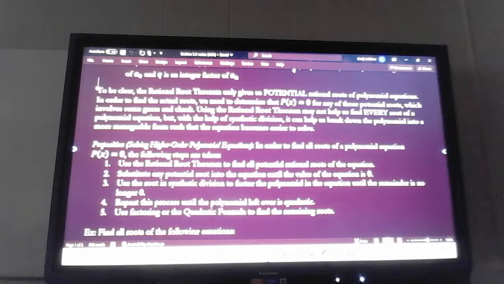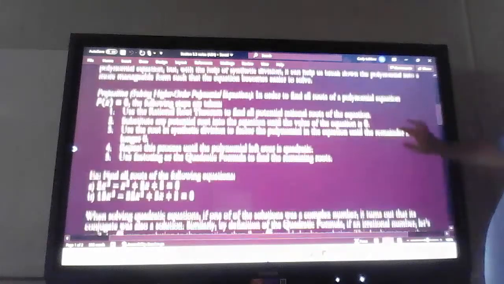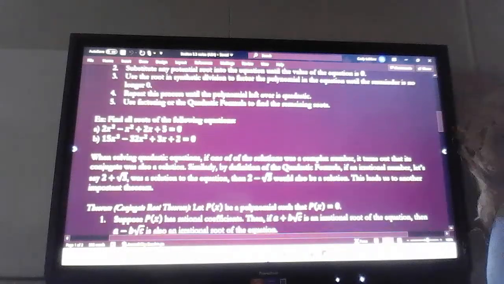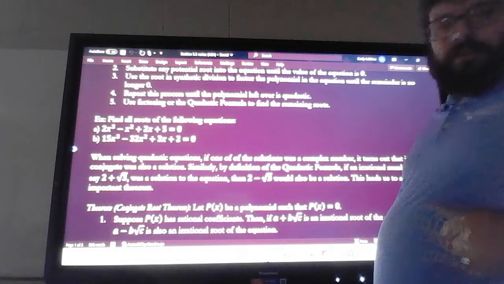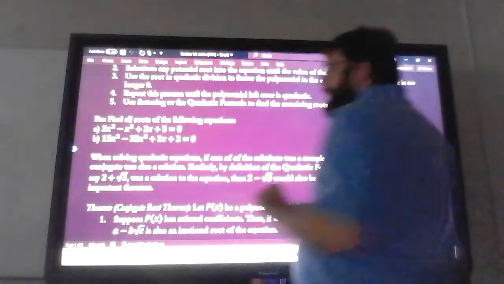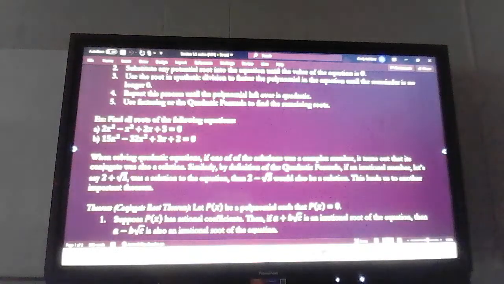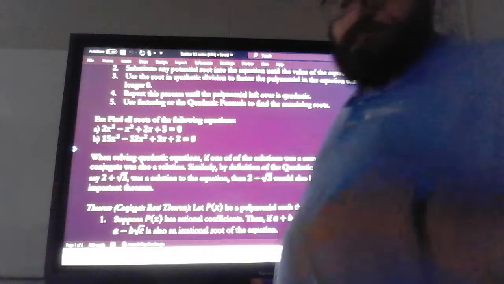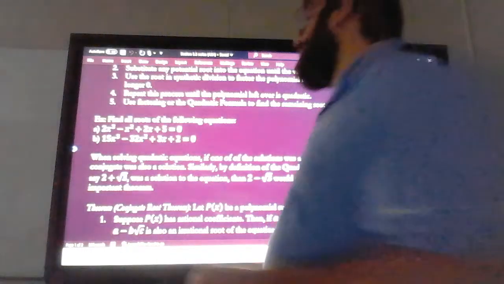Now, these are a lot of steps, but we're going to use an example to illustrate them. So here are two equations. I want to find all the roots of those equations. First things first, I have 2x cubed minus x squared plus 2x plus 5 equals 0. So I need to identify what my p and what my q are.